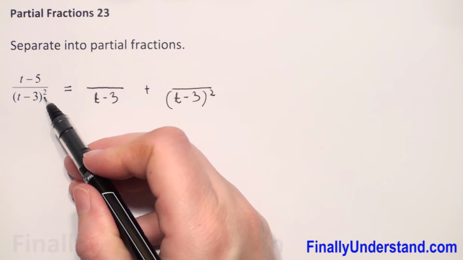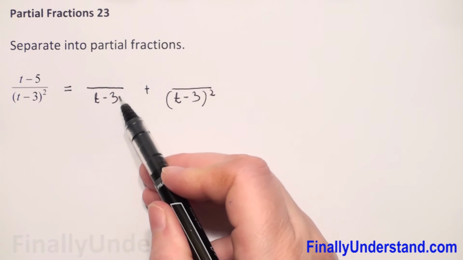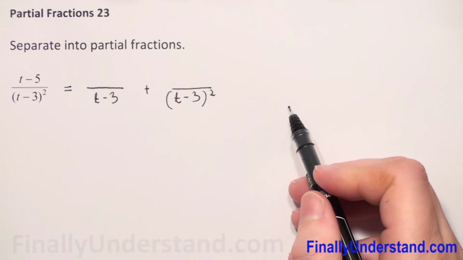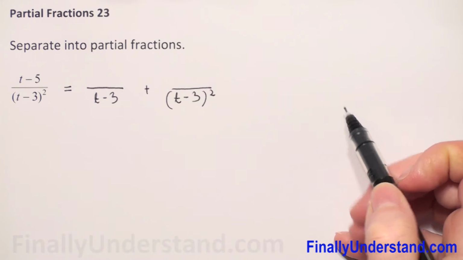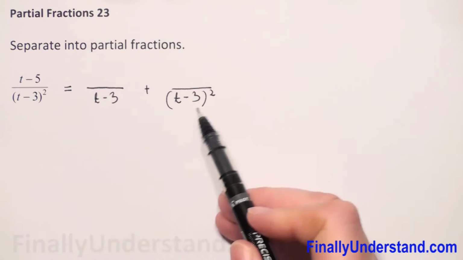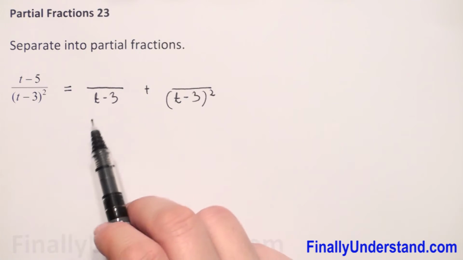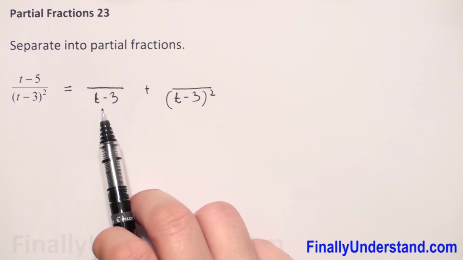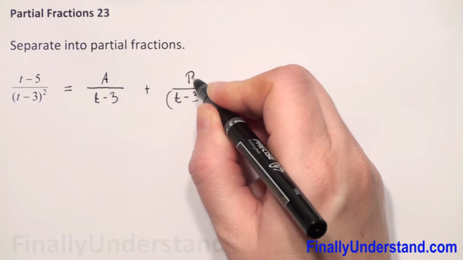If you had t minus 3 to the sixth power, you would have t minus 3 to the first power, which we don't write, t minus 3 to the second power, third, fourth, fifth, and sixth power. Because we have only t minus 3 to the second power, we finish at the second power. And now what will be in the numerator? Because we have repeated linear denominator factors, we have only a constant in the numerator, so it will be A and B.